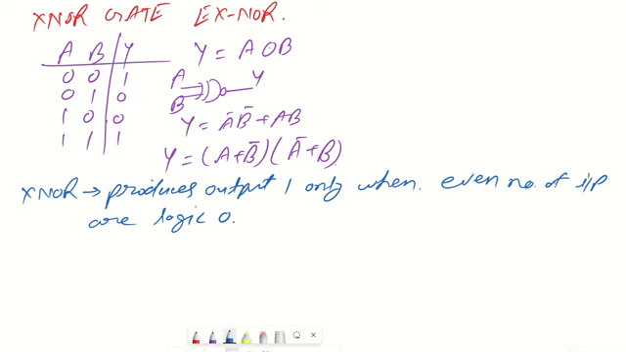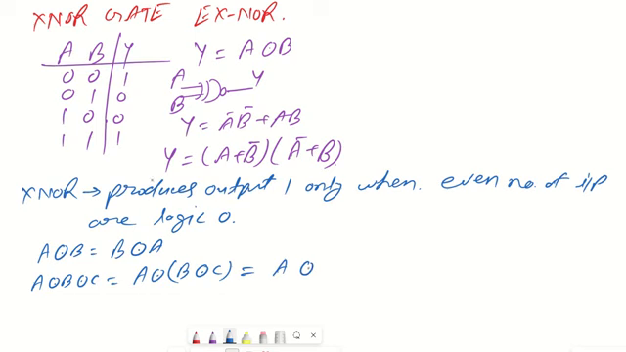Okay. Now some of the properties that you can see. A XNOR B is going to be equal to B XNOR A. And A XNOR B XNOR C follows the associative property, so it is A XNOR the result of the operation between B and C first, or you can also do A XNOR B first, and then do the XNOR operation with C.